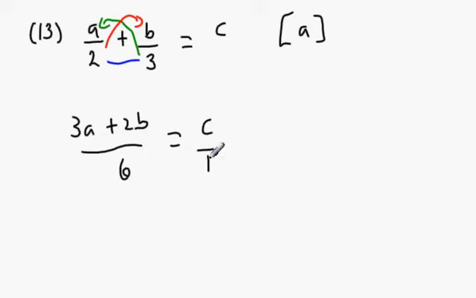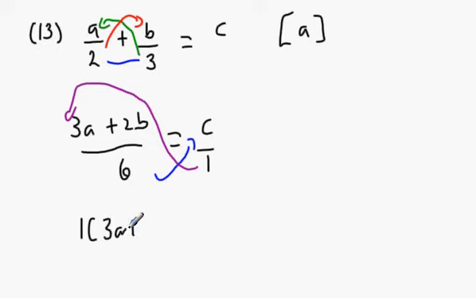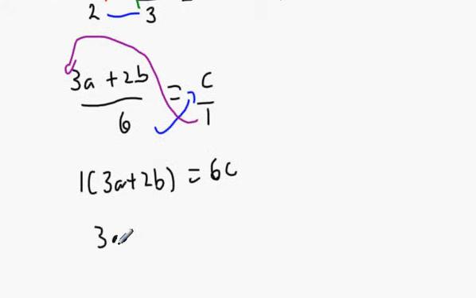Now, what we've often said about these formulas is that if you can cross multiply, do it. We actually can cross multiply here. We can bring the 6 up behind the C, and we can bring the 1 up here. So what you end up getting next is 1 into 3A plus 2B equals 6C. Now what we have is 3A plus 2B equals 6C. What letter are we looking to get on its own? A. So the target of the formula is A.